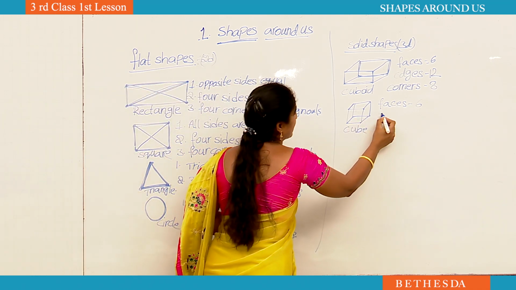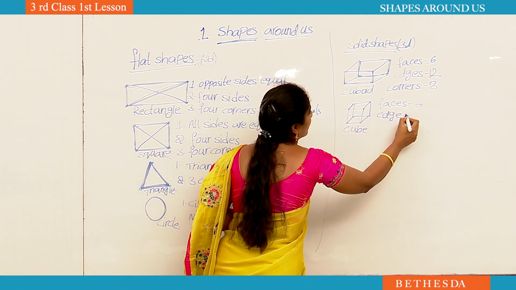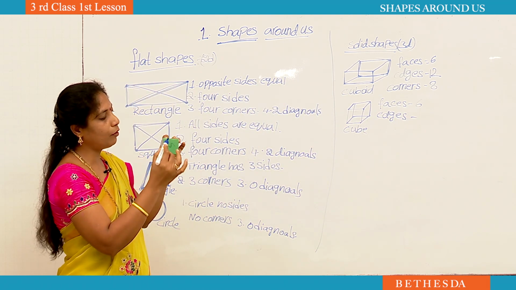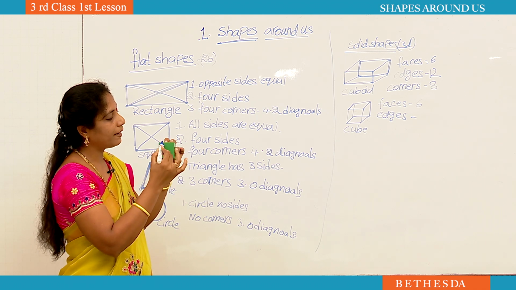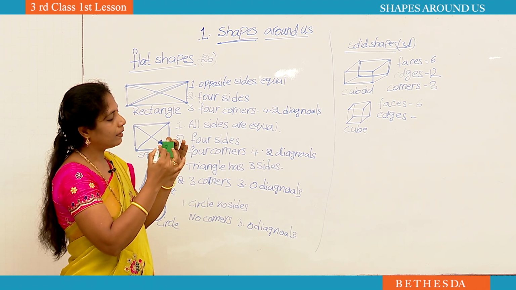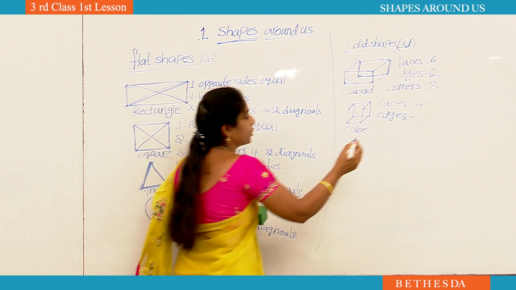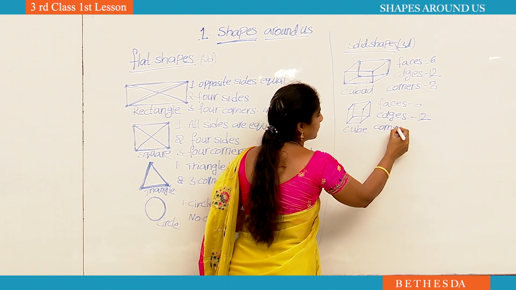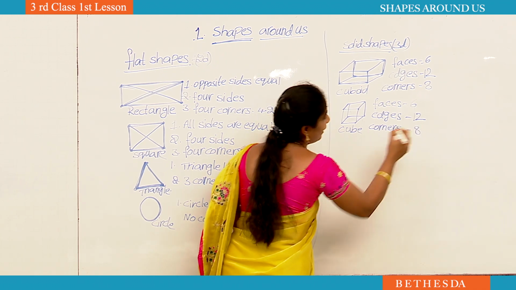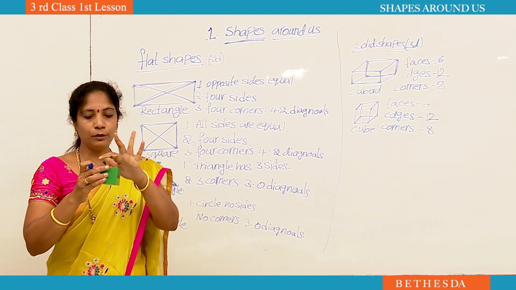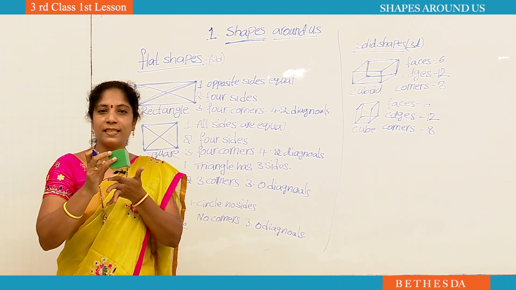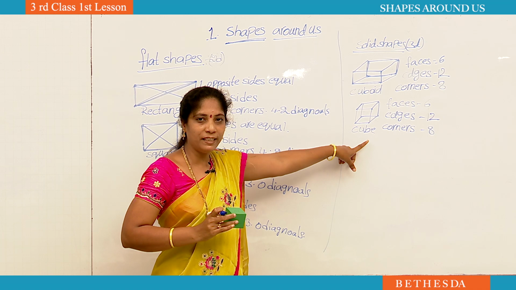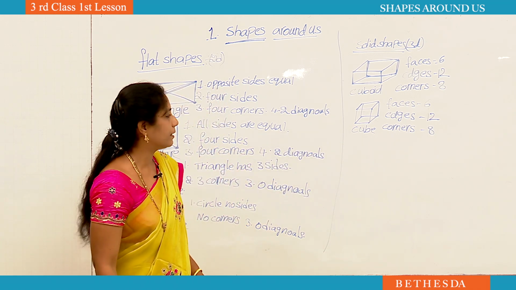Next one, edges. How many edges are there? 1, 2, 3, 4, 5, 6, 7, 8, 9, 10, 11, 12. How many edges? 12 edges. And corners. As usual, 8 only. See here, 1, 2, 3, 4, 5, 6, 7, 8. A cube also has 6 faces, 12 edges and 8 corners.